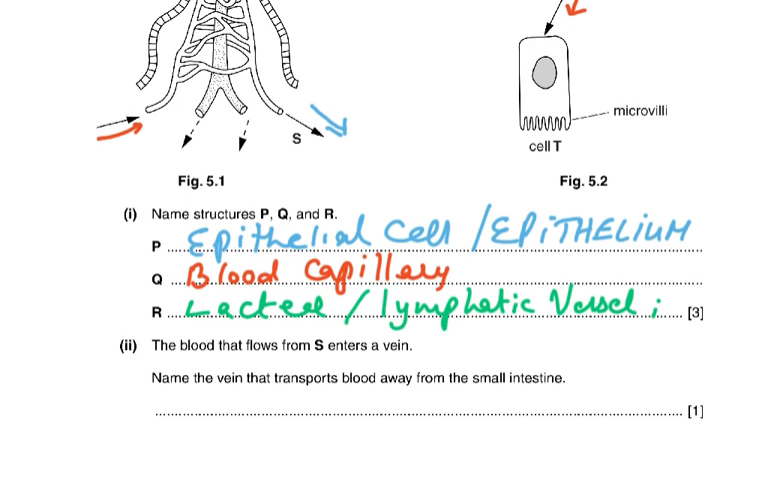Then it says the blood that flows from S enters a vein. Name the vein that transports blood from the small intestine. Very easy. We've done it a number of times in the previous question as well. Hepatic portal vein. Hepatic portal vein.